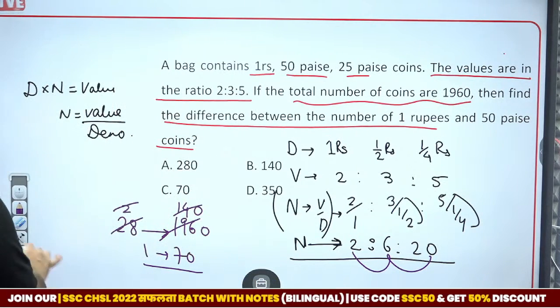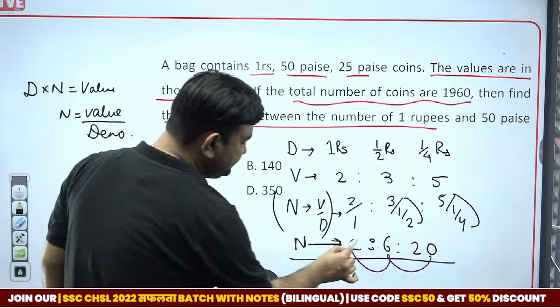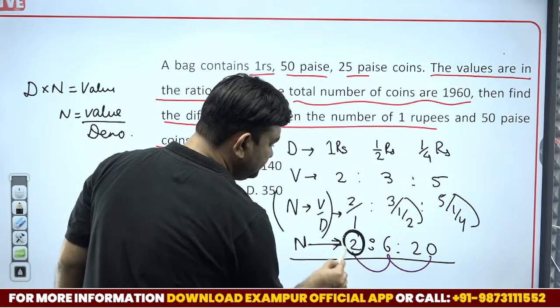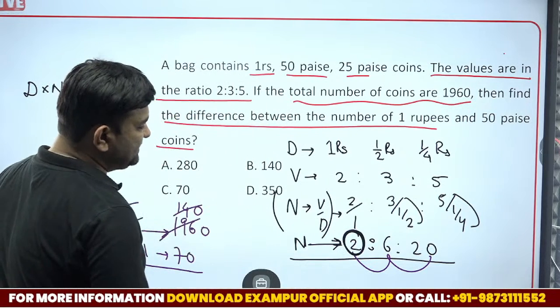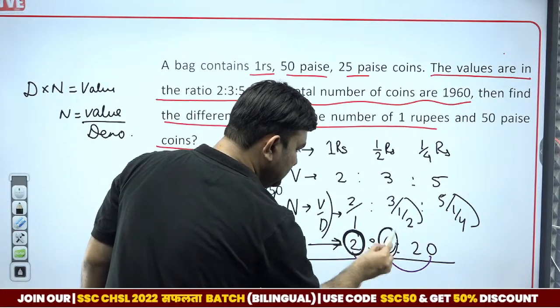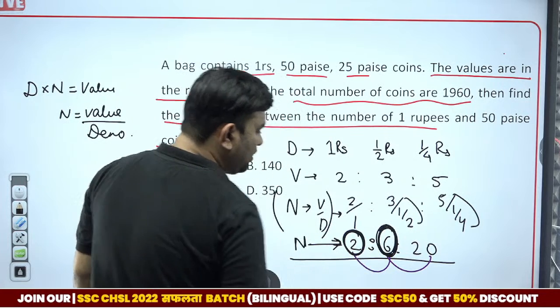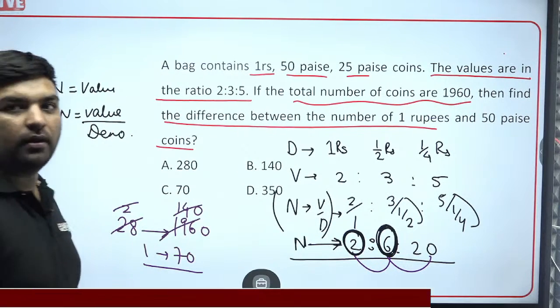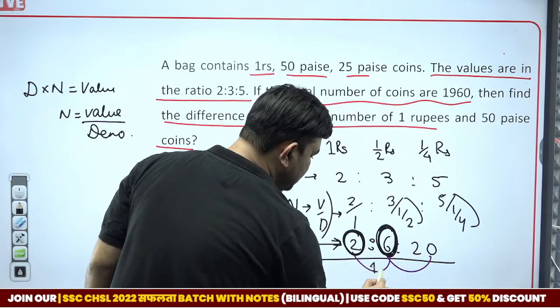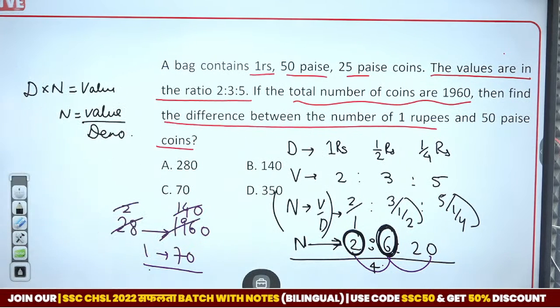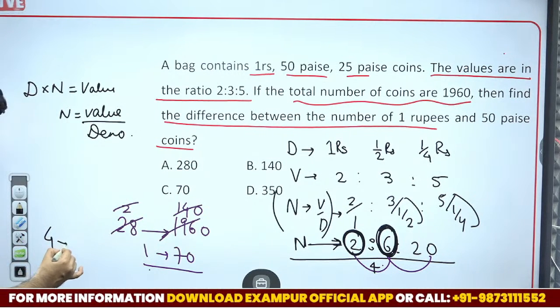What is the difference between number of 1 rupee coins, 2, and 50 paise coins, 6? According to the ratio, difference is 4. If 1 is 70, then 4 is 70 into 4, that is 280.